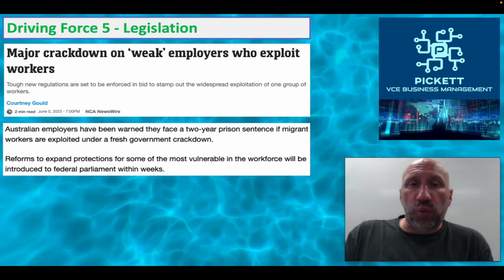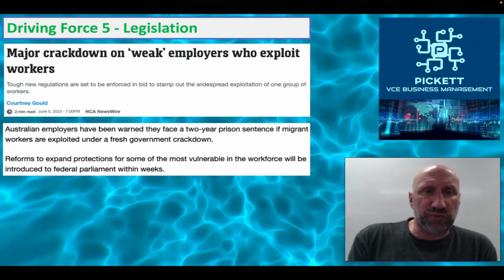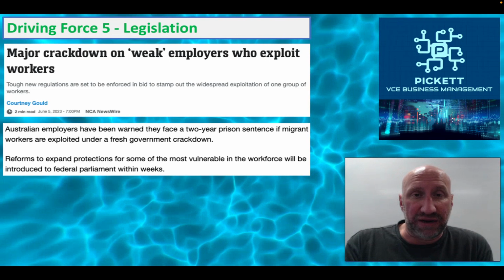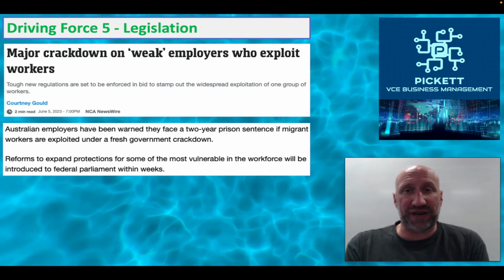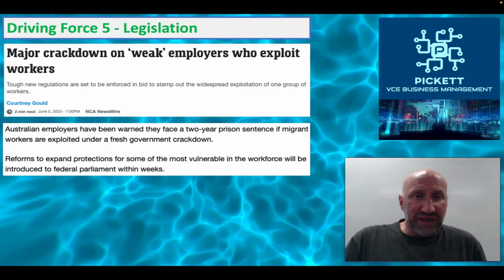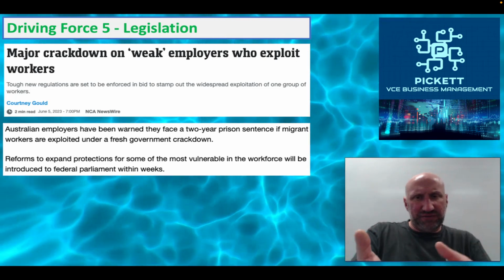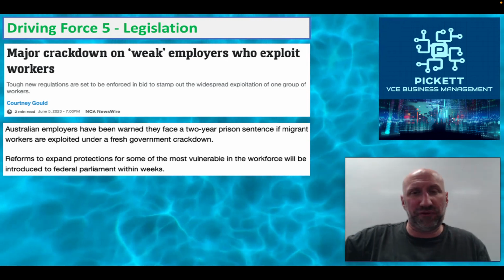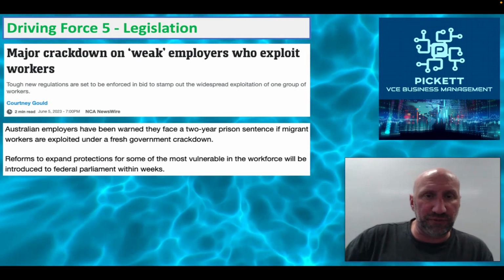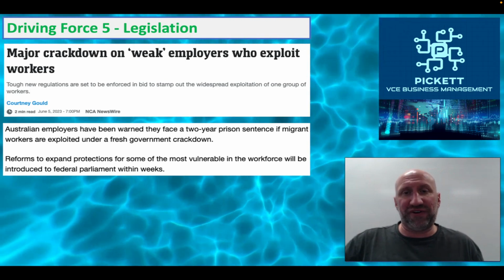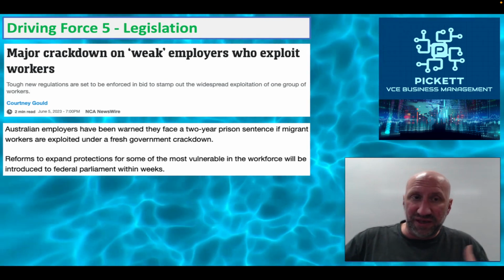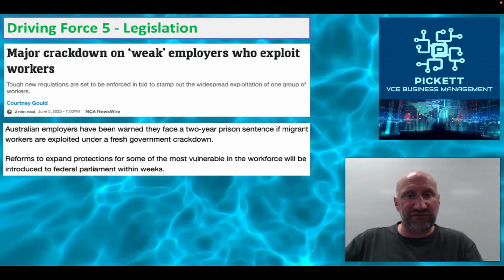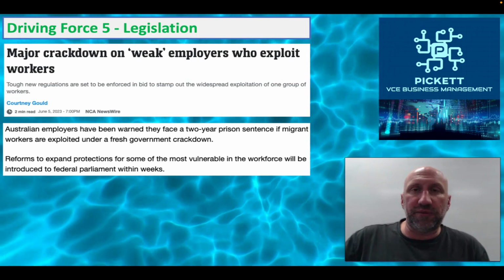A major crackdown on weak employers who exploit workers. Tough new regulations are going to be enforced in a bid to stamp out the widespread exploitation of one group of workers. If you read further down, I didn't put the whole article in, it's talking about migrant workers, where over a number of years there have been some issues with this particular group. Australian employers have been warned they face a 2-year prison sentence if migrant workers are exploited under a fresh government crackdown. So there are some reforms coming in, introduced in federal parliament within weeks.